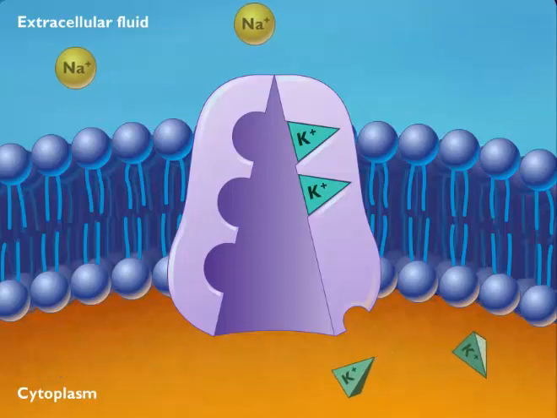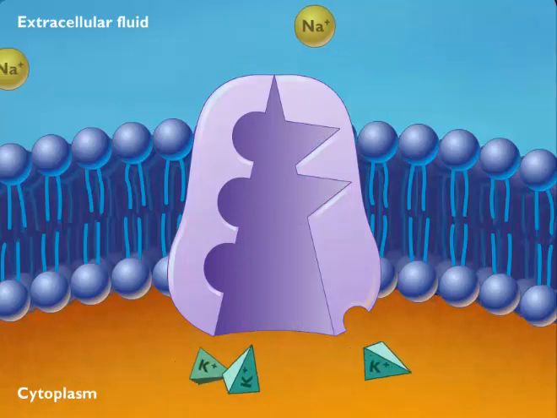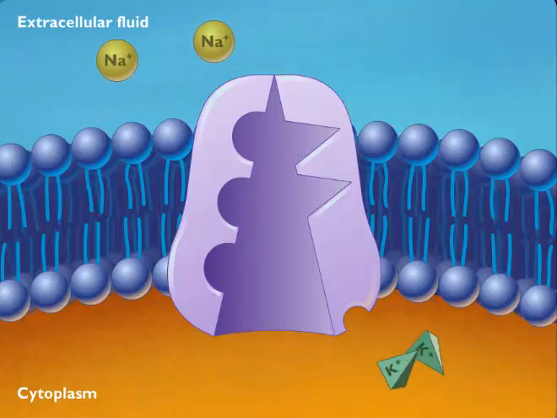This conformation has a low affinity for potassium ions, so the 2 bound potassium ions dissociate from the protein and diffuse into the interior of the cell.